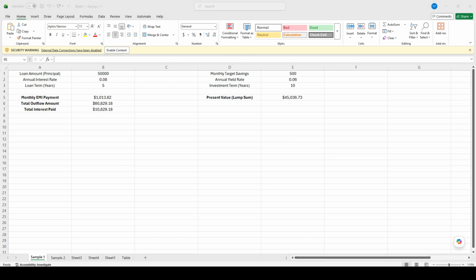In this formula, E2 is the annual interest or return rate, so we divide it by 12 to get the monthly rate. E3 is the number of years, so we multiply it by 12 to convert it into months. E1 is the target amount or recurring value used in the calculation, entered as a negative value, so Excel returns a positive present value result. That covers everything you need to know to calculate EMI, total paid amount, total interest, and present value in Microsoft Excel.